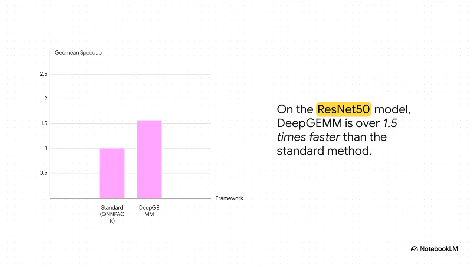And you can see that difference perfectly right here. For another really common model, ResNet 50, the standard method, that's QNNPACK, is our baseline, right there at 1. DeepGEMM just crushes it, coming in more than 1.5 times faster. The gain is just huge and undeniable.